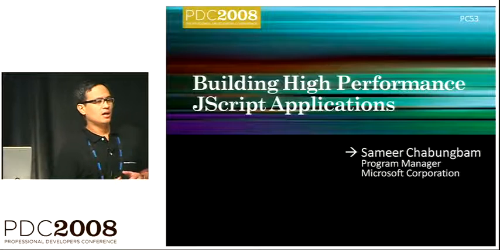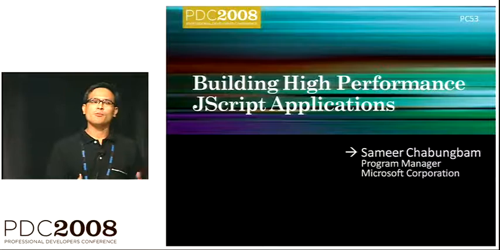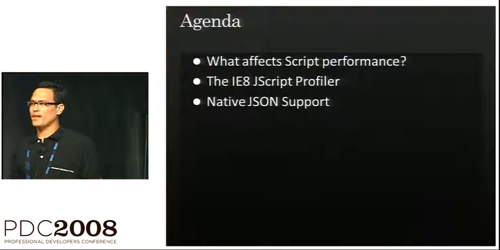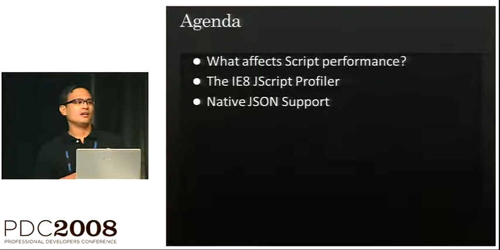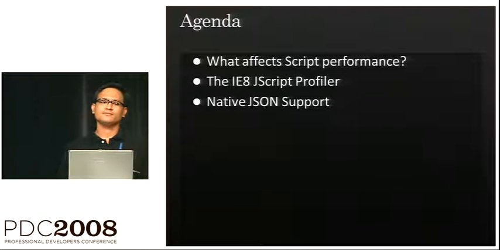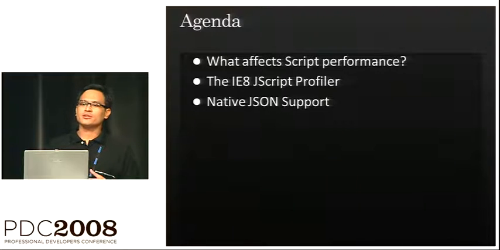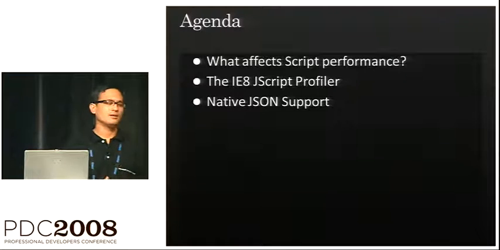In this talk, we'll see how web developers can write high-performance web applications. We'll look at three things. First, we'll take a look at the various components that affect the performance of script application. In particular, we'll look at the various components of Internet Explorer 8. We'll see how they affect the performance of the script that you write.